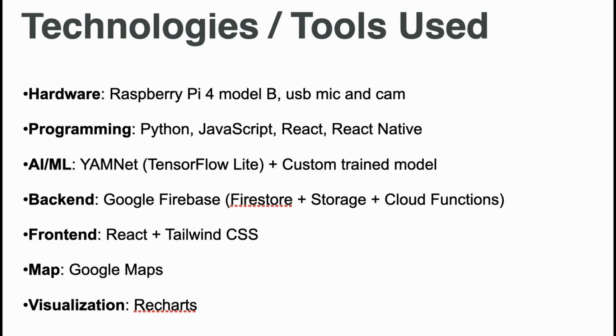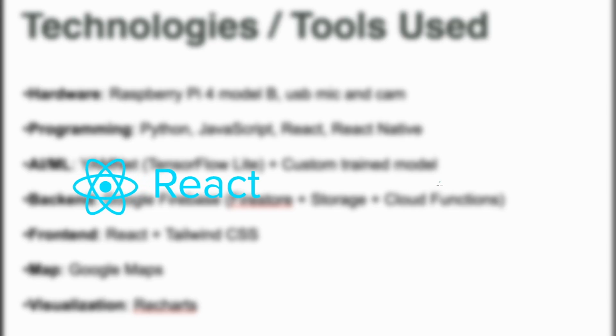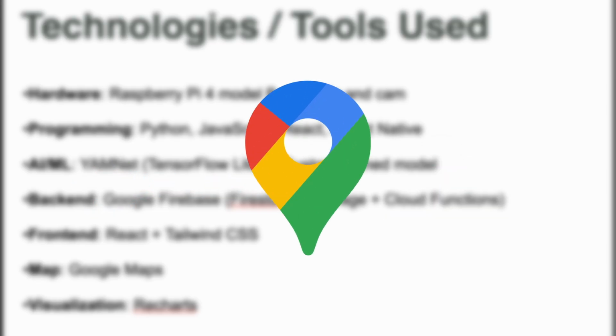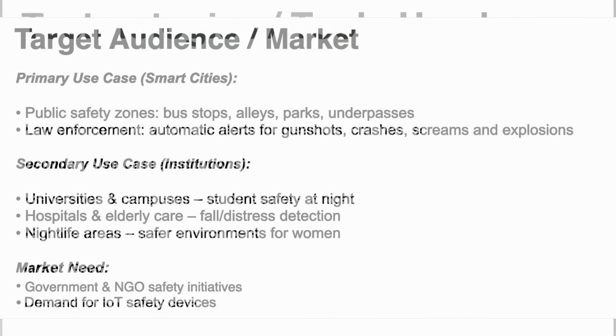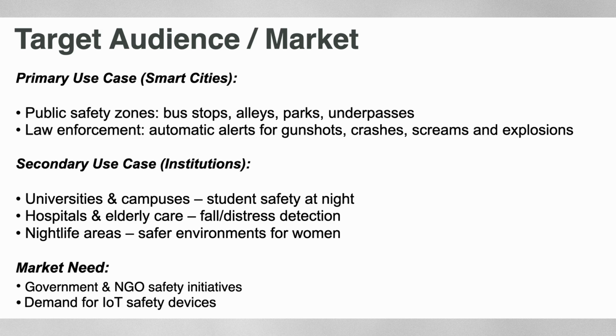For the front end, we built the dashboard using React and Tailwind CSS. Google Maps is integrated for location tracking, and Recharts is used to visualize system activity and data. The use cases for Echo Alert include schools, public places, roads, parking areas, and smart city environments where early detection of emergencies can significantly improve response time and safety.